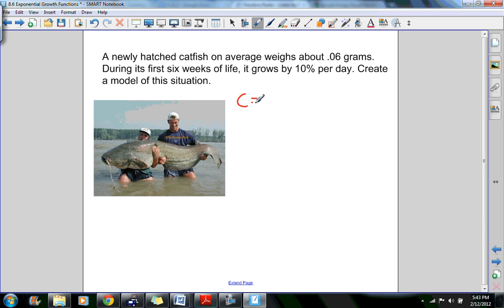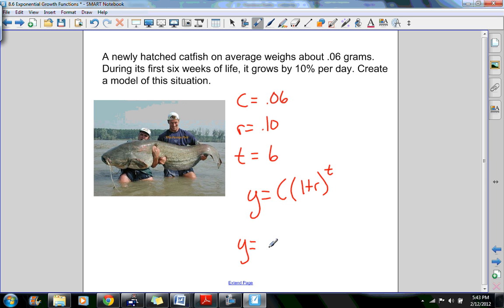So our C value is going to be our starting value, which is the 0.06 grams. Our R, our increase, is going to be 10% or 0.10, okay? And then our time is going to be 6 weeks, so 6. So if we looked at our equation, y equals C parentheses 1 plus R raised to the T, we go y equals 0.06 parentheses 1 plus 0.1. It's easier to write it. So I get 1.1 in here, and it's raised to the 6.